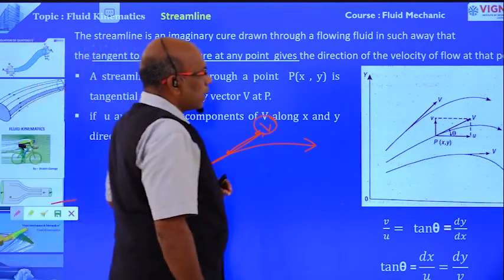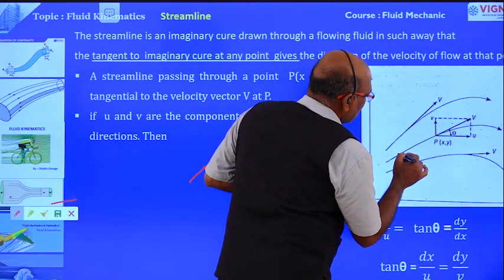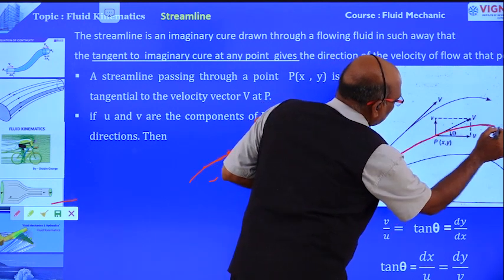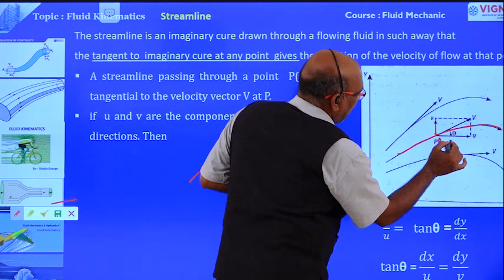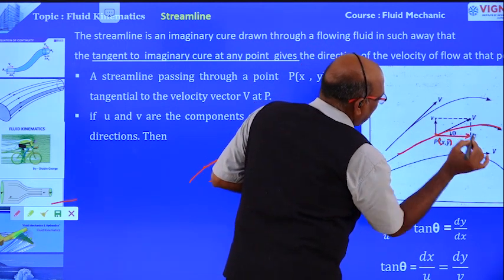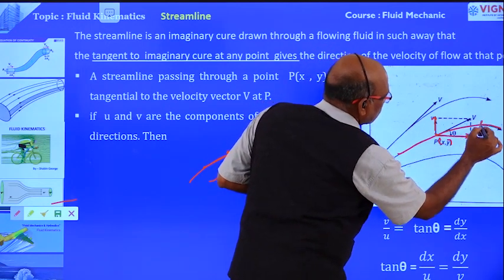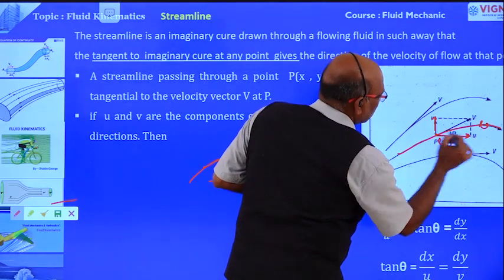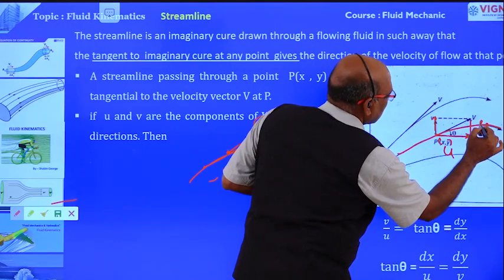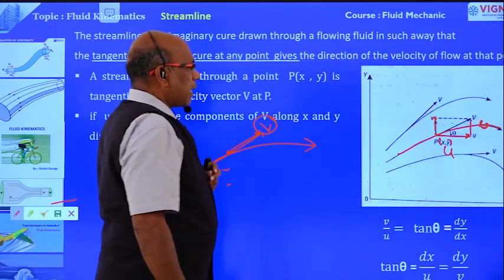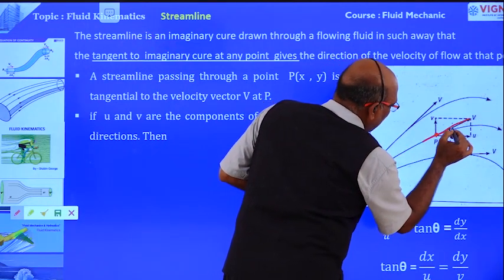Right. Now here we are going to take a point P over the imaginary curve. Point P is (x, y), where x is in the x direction and y is in the y direction. The x direction velocity is small u, and the y direction velocity is small v. Right? This is the tangent at a point over the streamline.